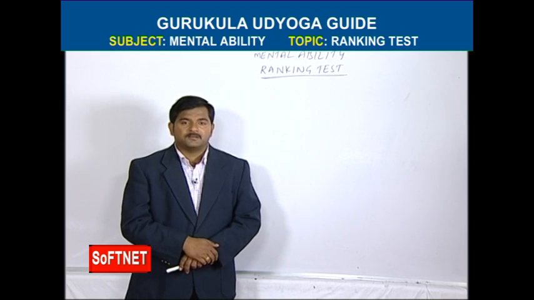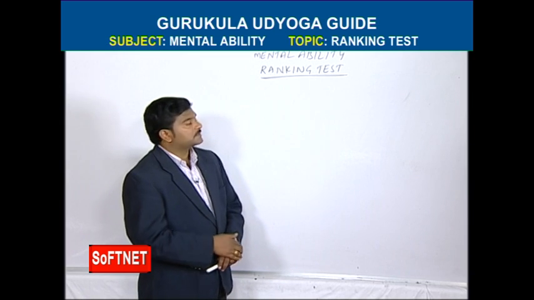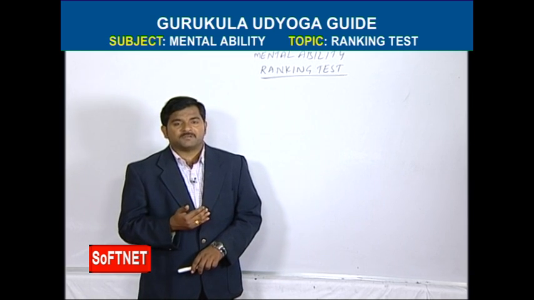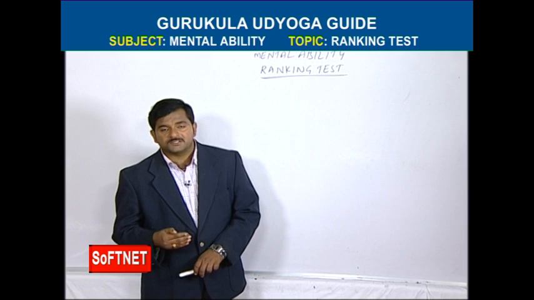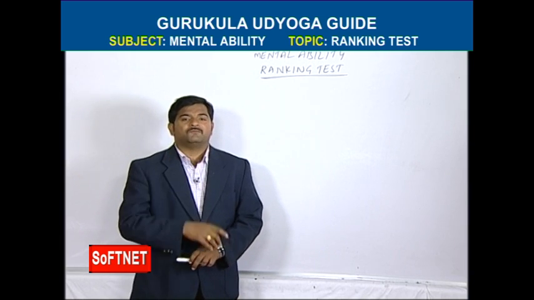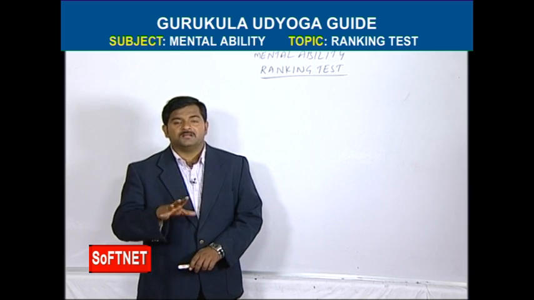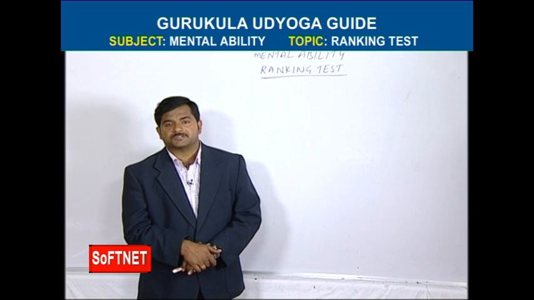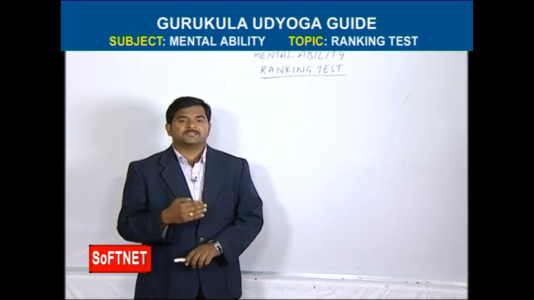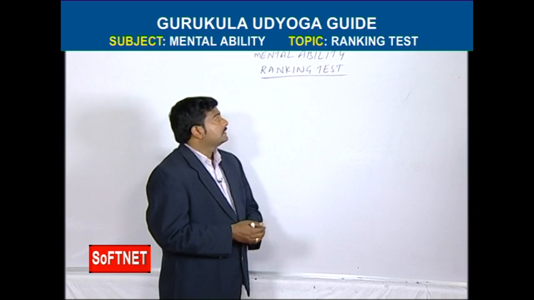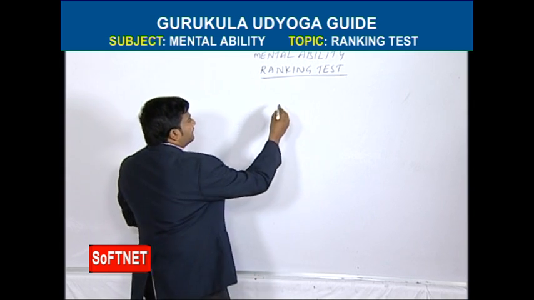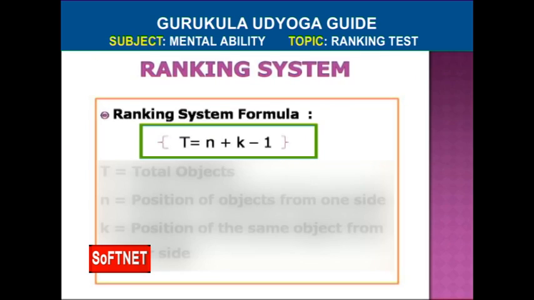Ranking test. Luckily in this chapter we have very few models and that too only one formula. Based on that formula we can solve all types of questions. So let us start by discussing that formula. The formula is T is equal to n plus k minus 1.